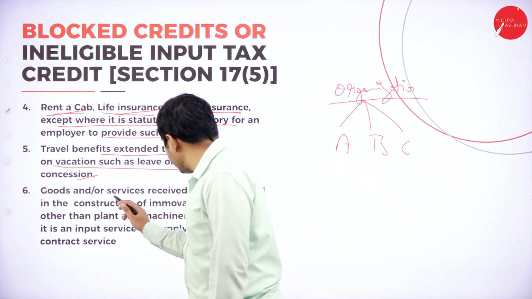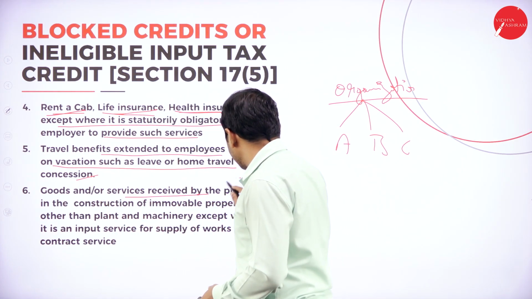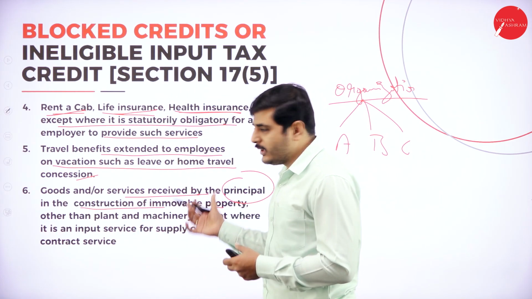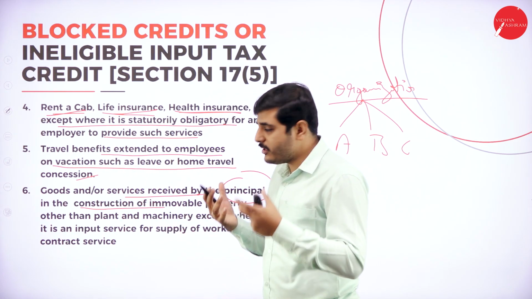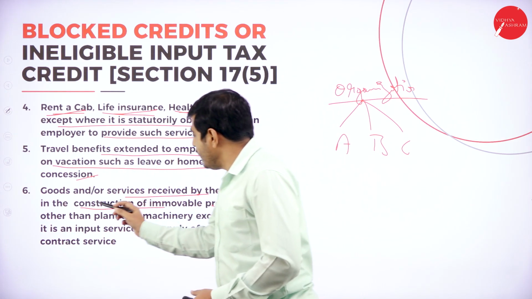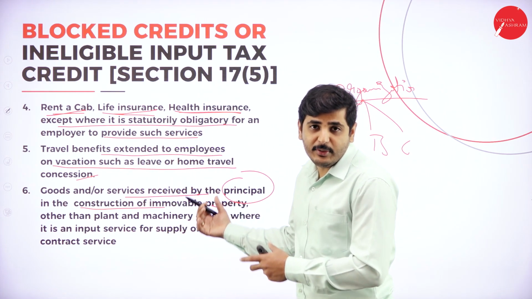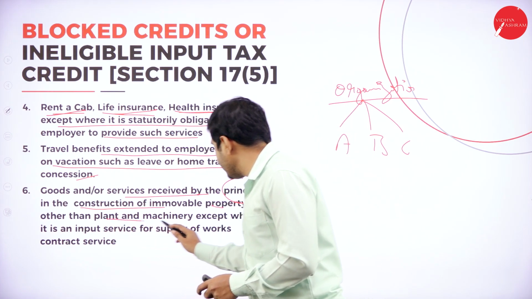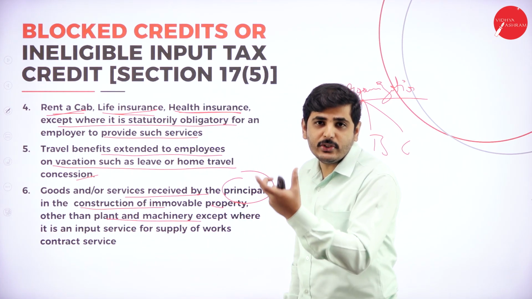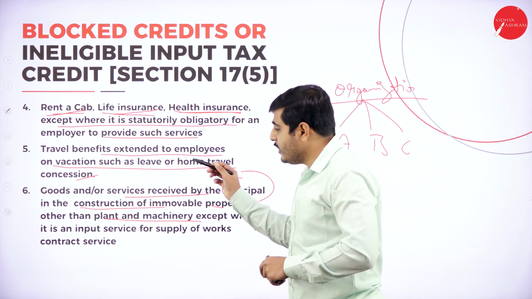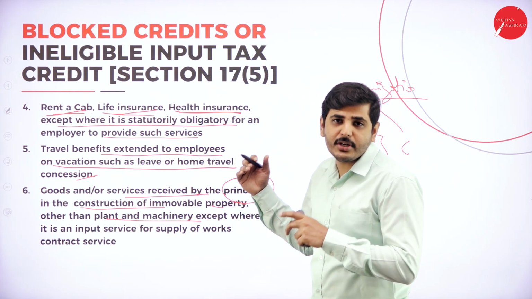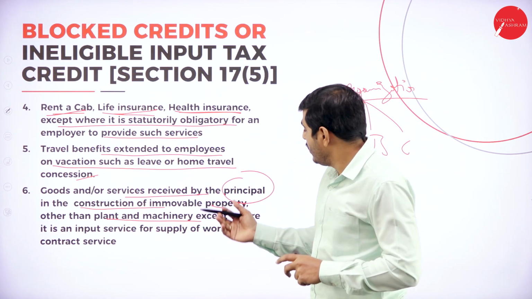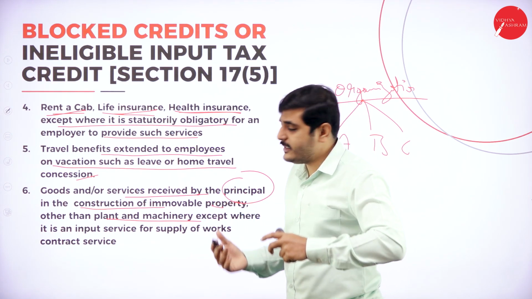Goods or services received by a principal, meaning the owner, for the construction of immovable property. If an owner receives these goods and services to construct a building, or for the improvement of the building or business, then ITC is not available apart from plant and machinery. If they purchase plant and machinery to produce the product, ITC is available. But if they use these goods and services, construction materials, to improve the building for further construction, then ITC is not available.